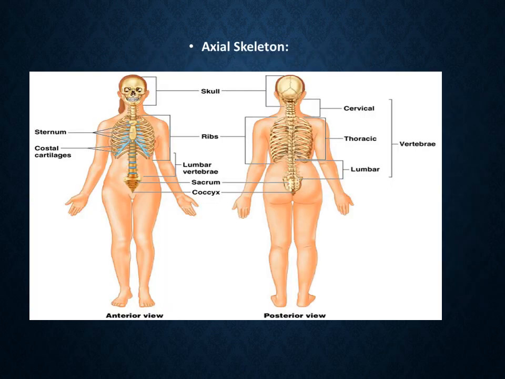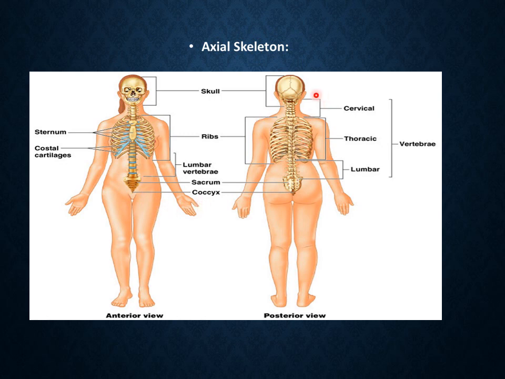bones. Now the axial skeleton, shown in this figure in anterior view as well as posterior view. The axial skeleton consists of the skull, ribs, vertebrae, and the sternum, the chest bone. These are the four parts of the skeleton present in the human body.